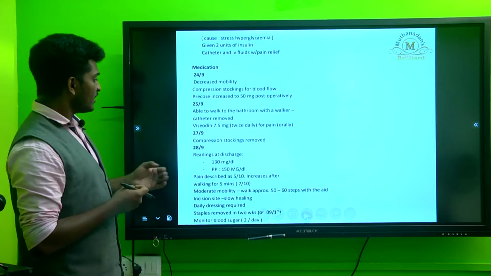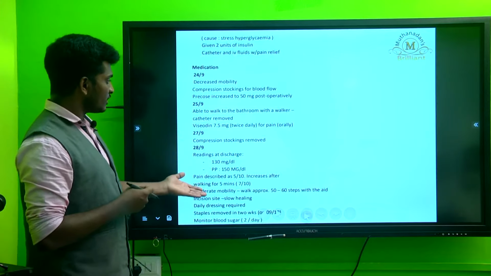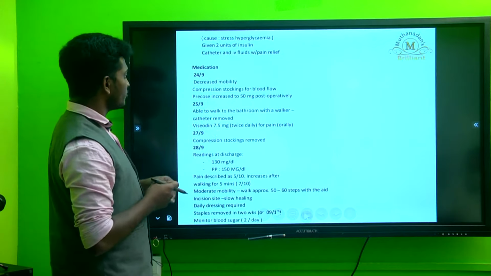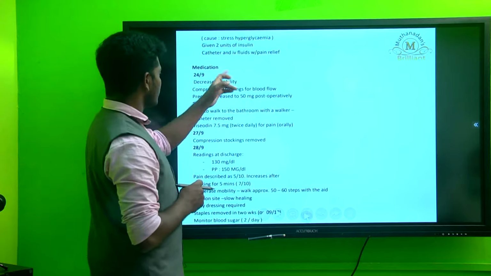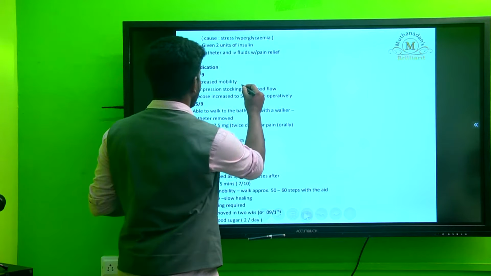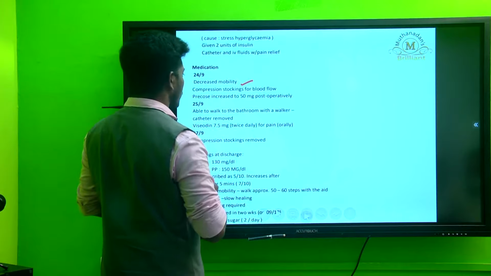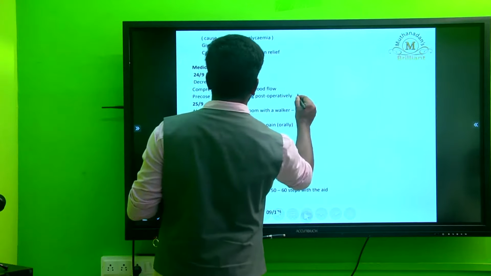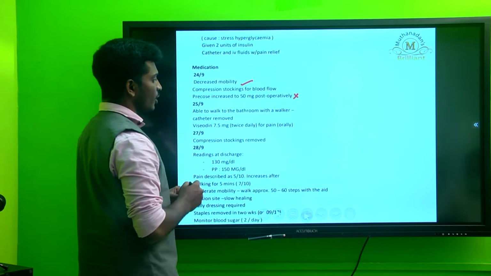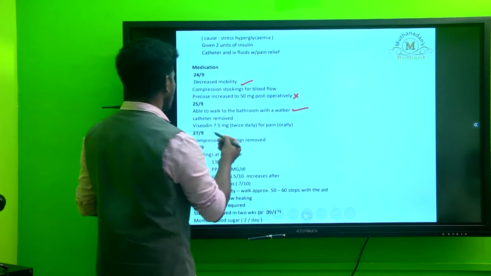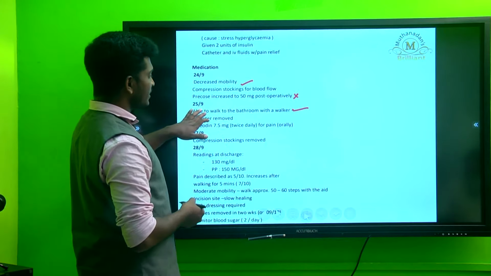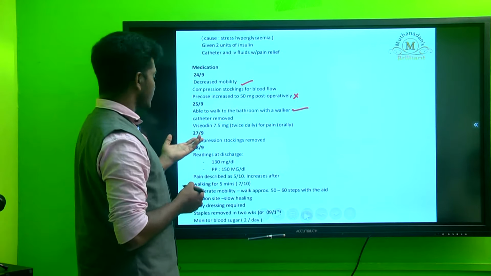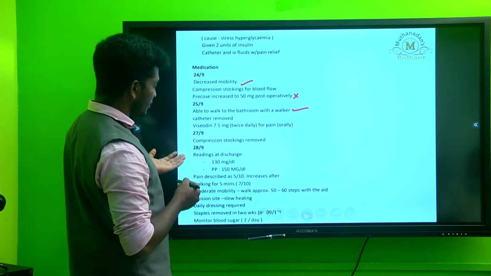And next one is, some of this information is irrelevant and some is relevant, which you have to select. Decreased medications that they have not mentioned, decreased mobility, compression stockings for blood flow is not required. Precourse increased to 50 mg post-operatively, it's a medicine, it's also not required. Able to walk to the bathroom with a walker, yes, this is required. Why it is required is, it explains the limitation. She is able to walk, her mobility. Then compression stockings removed, it's not required.